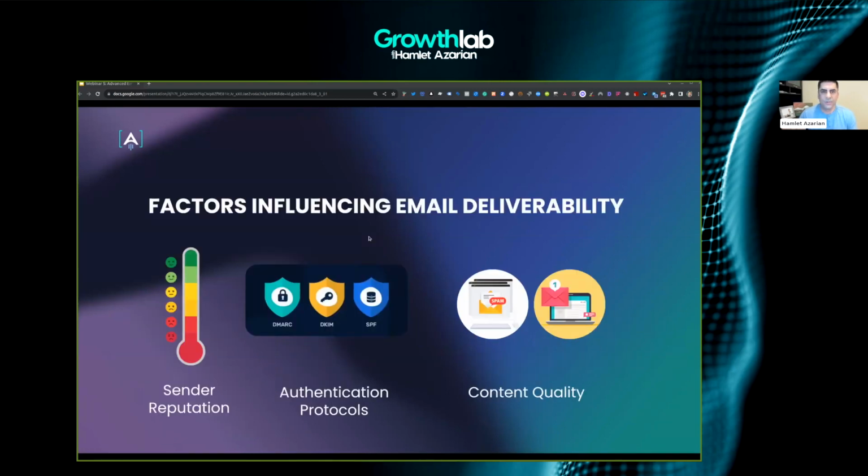So now, what increases your overall, let's say, email deliverability, right? What are the factors that help you do this? First and foremost is your sender reputation. So ISPs in general, so Google, Microsoft, Yahoo, they all start putting together a score for you, right?